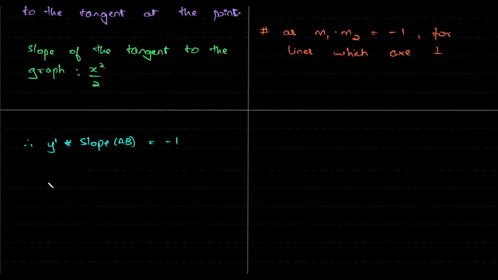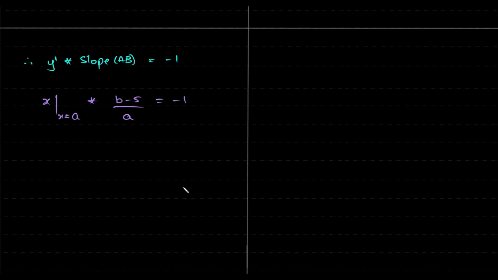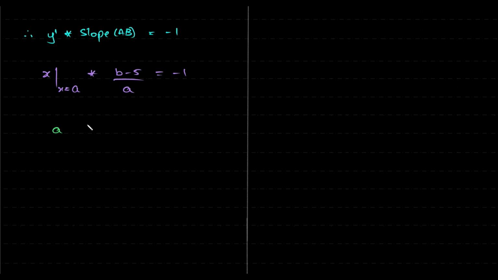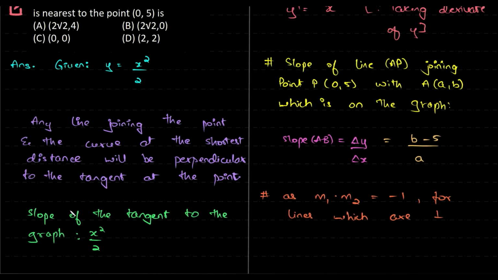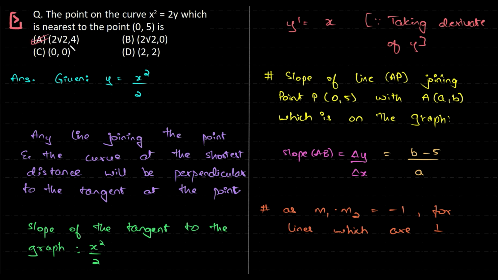On substituting, this would be x at x is equal to a, which is a, into (b minus 5) by a is equal to minus 1. I just have to substitute this. So a into (b minus 5) by a is equal to minus 1. Here the a will get cancelled, so b is equal to 4. The only option which gives this is this one, so I don't have to calculate further. So that's your answer.